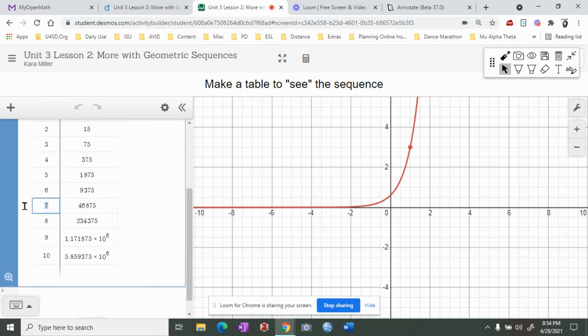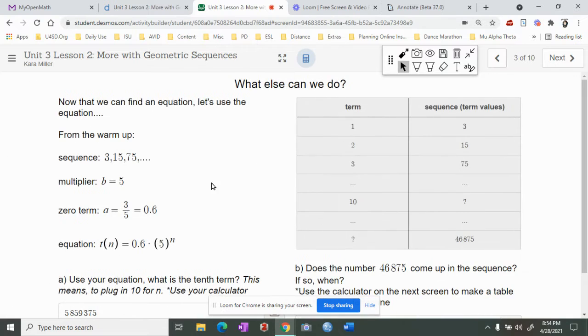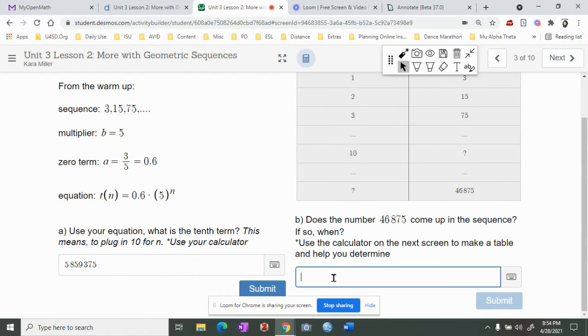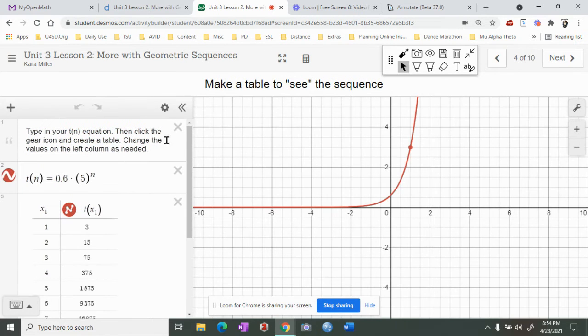Blow this up a little bit here. Okay, yeah, my 7th term is 46,875. So I would come back to my screen and say, yes, 46,875 is the 7th term. Okay, submit that. All right, I think I've got everything submitted here. Fantastic. All right, let's try another one.